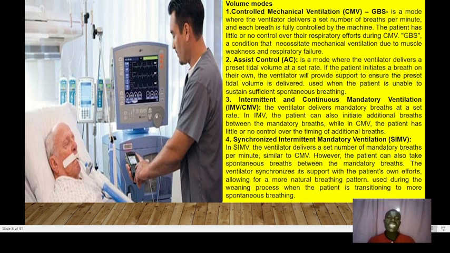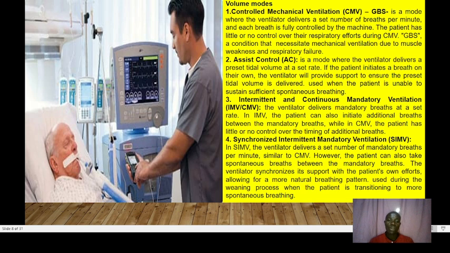Then number three, we have the intermittent and continuous mandatory ventilation, IMV and CMV. You find these words could be used interchangeably, but in this case the vent delivers mandatory breaths at a set rate. In IMV, intermittent mandatory ventilation, the patient can also initiate additional breaths between the mandatory breaths, while in CMV, that is the continuous mandatory ventilation, the patient has little or no control over the timing of additional breaths.